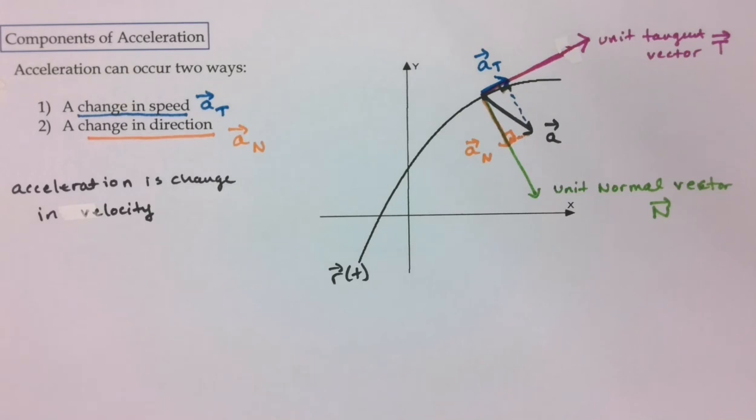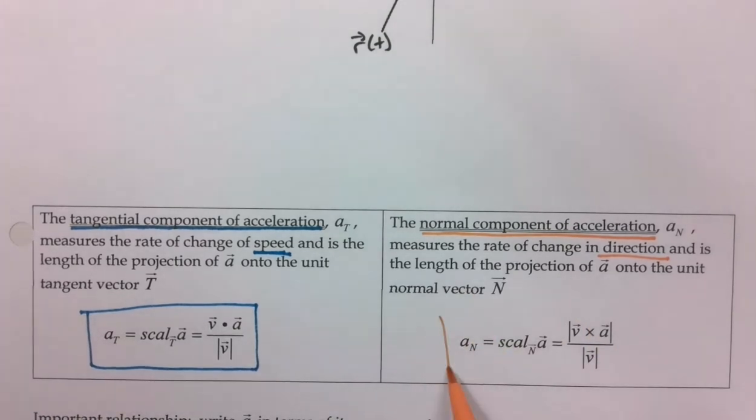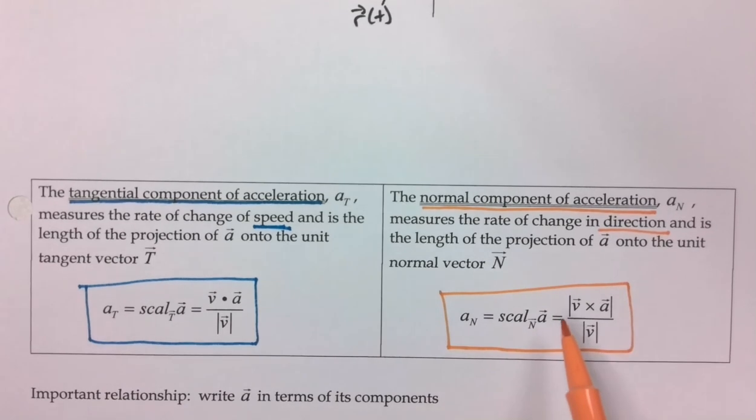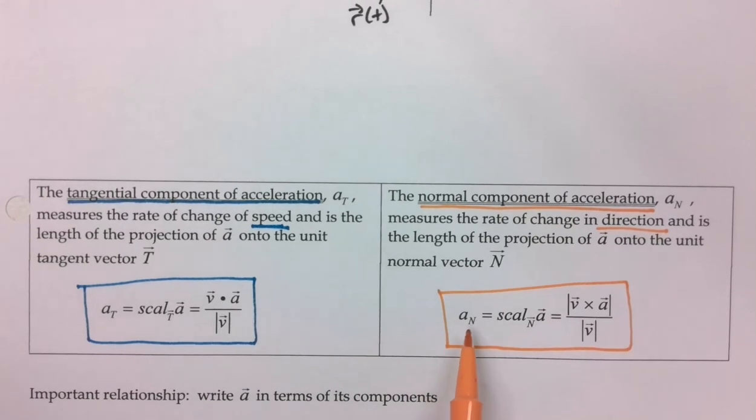All right, so the normal component's formula is right here. It's the scalar projection of the acceleration vector onto that normal vector. And sorry, there was a typo. That should be A_N. I fixed it for future, but if you're looking at this in fall of 19, it will say T there. So fix that to A_N.